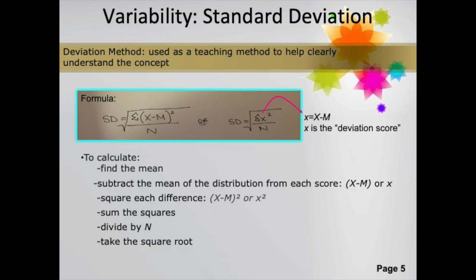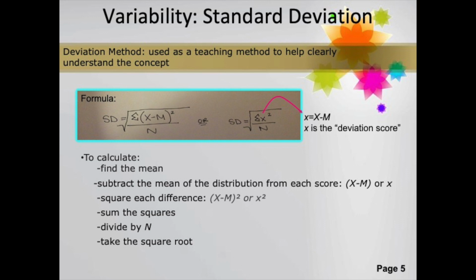Okay, so the way I'm going to calculate the standard deviation using the deviation method is here on the slide for you, kind of as a cheat sheet. But I am going to go through it with you on the worksheet in more detail, and I think it's easier to understand if you just see it. So I'm going to go over this slide pretty briefly, and then hopefully I'll break it down for you in a way that's more understandable on the worksheet. But at any rate, this is the deviation method, which is used as a teaching method to help clearly understand the concept, like I pointed out.